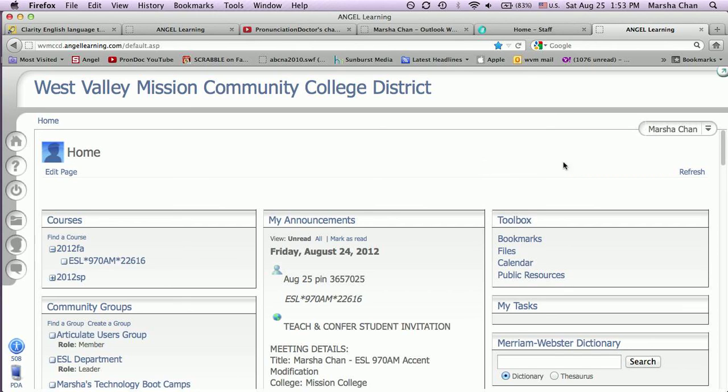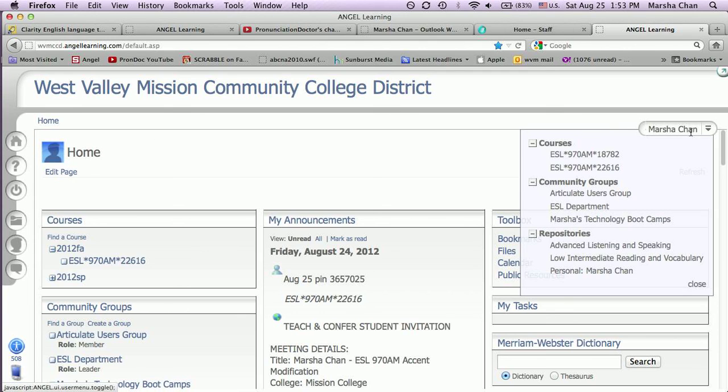Okay, so let me show you about logging in. Let me go back to where I haven't logged in. First I will log out, and then I'll log in, and then we'll show you what it looks like when you're new.